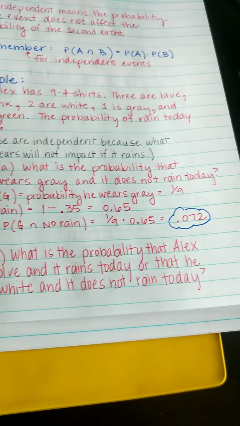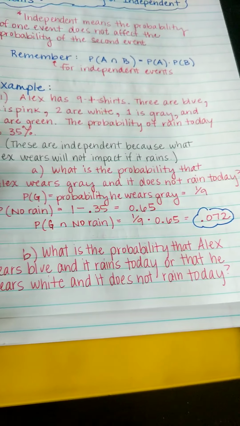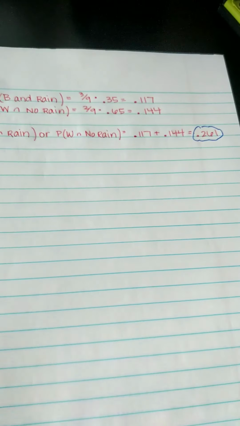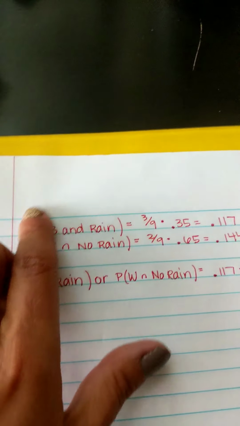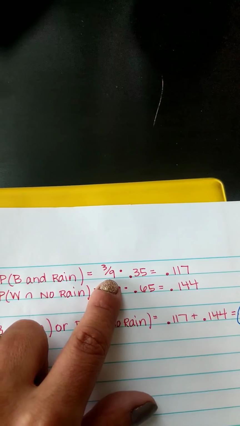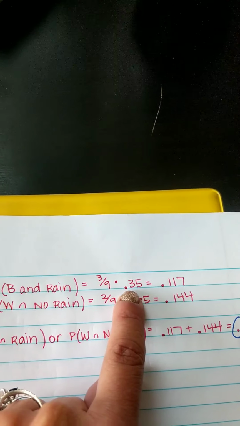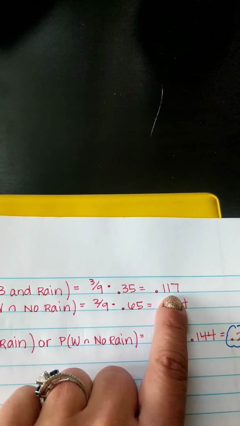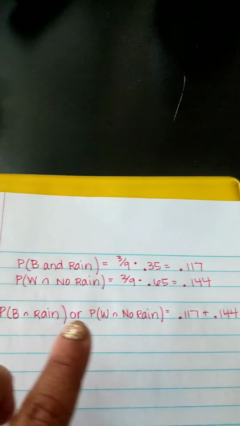It says, what's the probability that Alex wears blue and it rains today, or that he wears white and it does not rain today? Okay, so I'm going to start with the first situation, the probability that he wears blue and it rains. So there were 3 shirts out of 9 that were blue, and we said there was a 35% probability it rained. We multiply those, that's what our formula shows us, and I get a 0.117 chance.